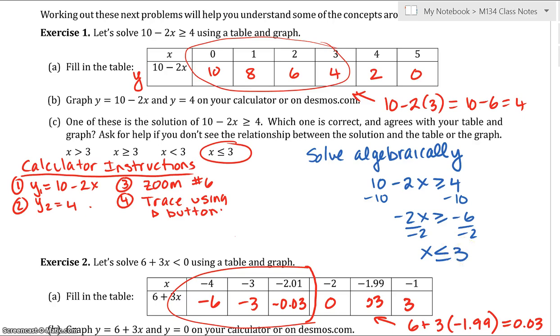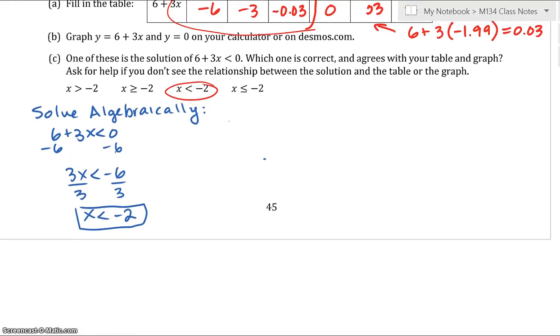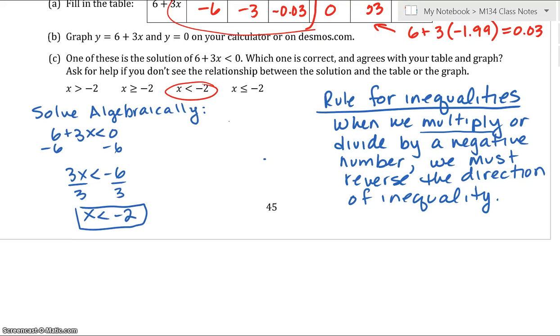Why is it flipped here? Well, it's because of the negative. If you remember the decreasing, the larger the negative, the smaller the number. So when you have negative values here, because of this -2, when you multiply or divide by a negative, you're going to flip the inequality. Let me write that down. Let's do it down here. Here's the rule. When you multiply or divide by a negative, we must reverse the direction of the inequality.